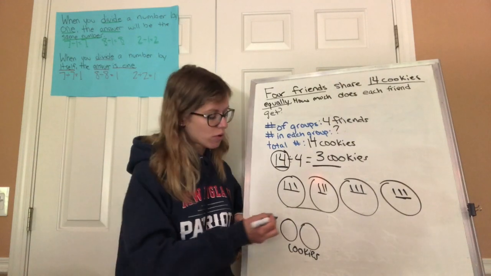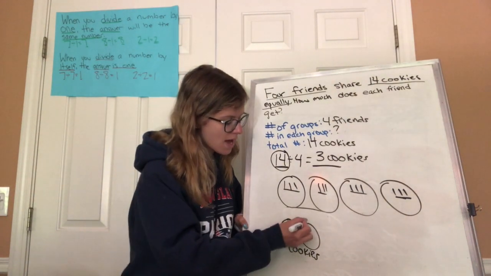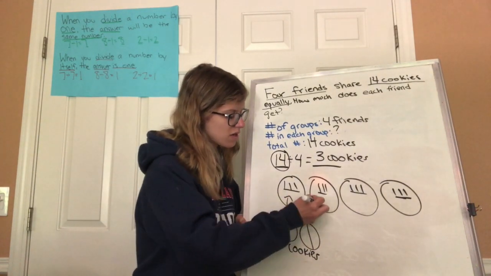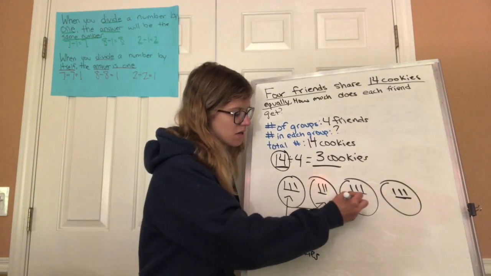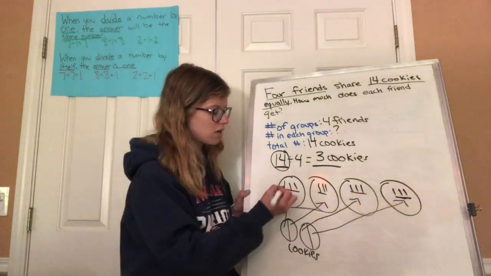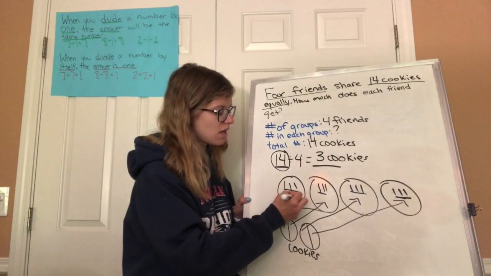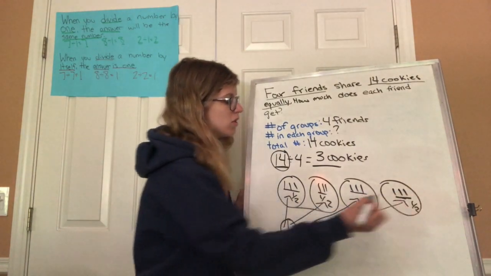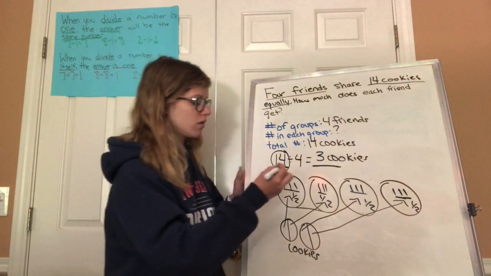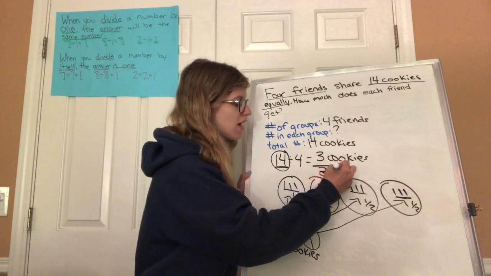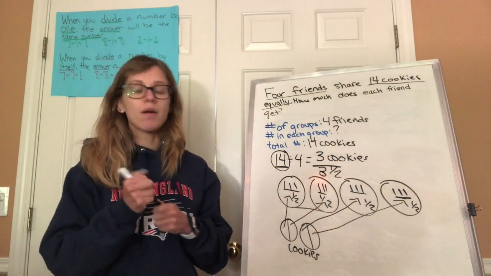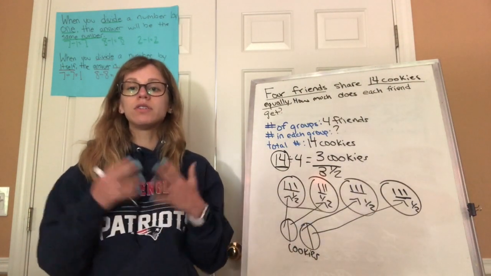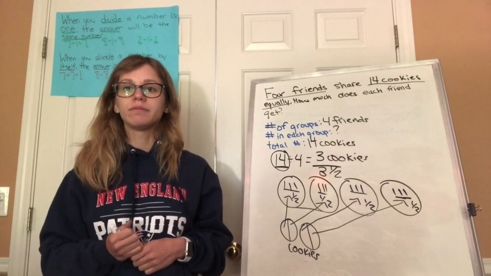What I can do is I can break them up into halves, and I think that this part will go here, here, here, and here. So everybody gets 3 cookies and then a half of the cookie. So 14 divided by 4 would be 3 and a half, because I'm breaking up these cookies equally so my friends are still getting equal amounts of the cookie.